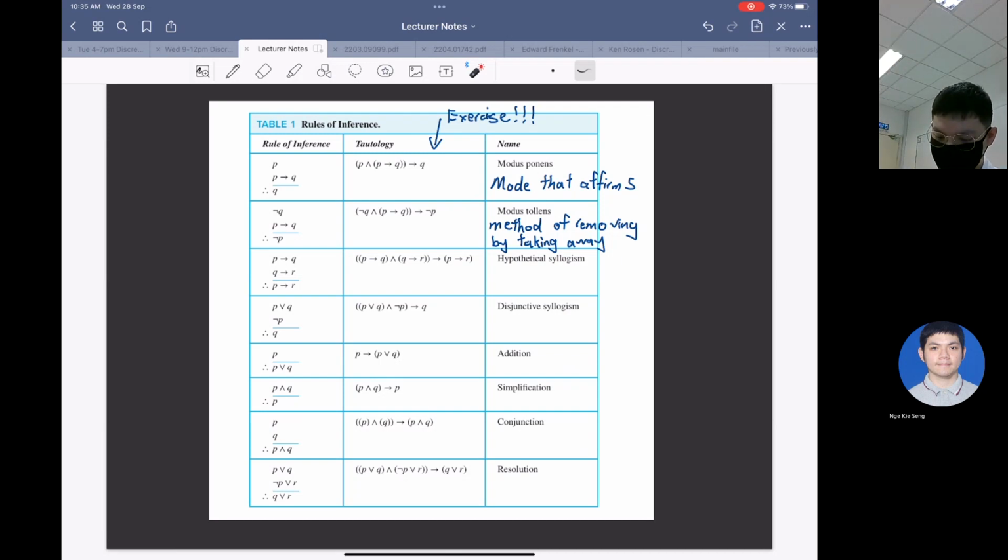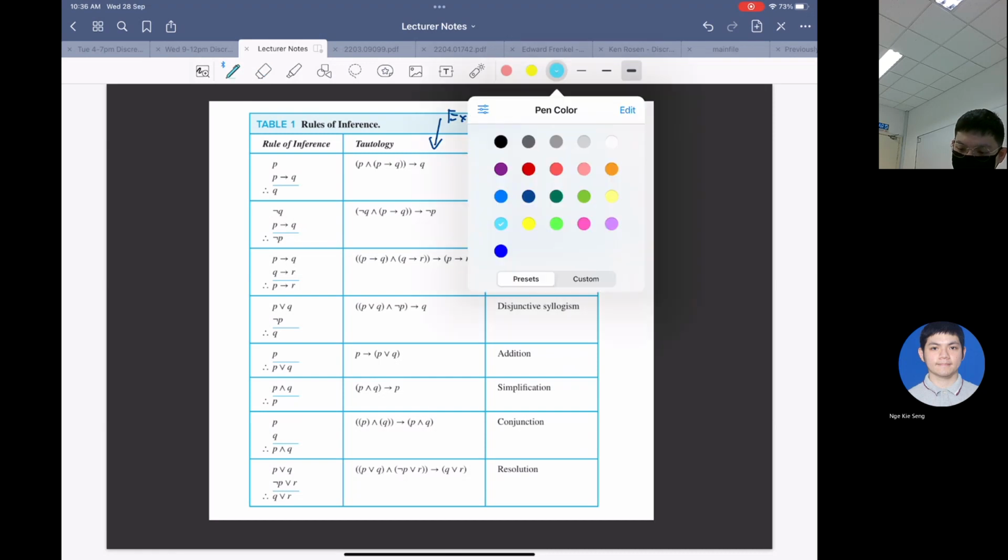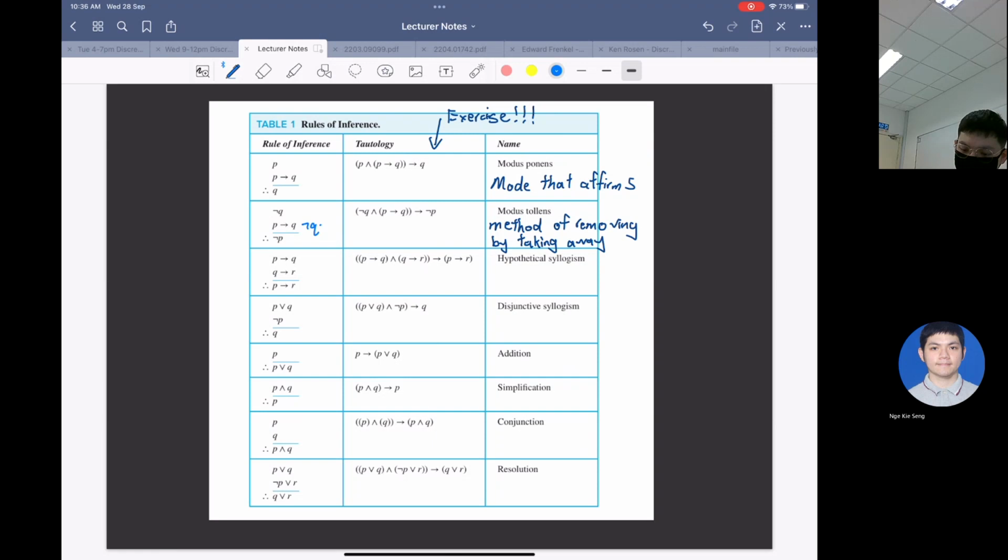Inference, not influence, inference. So you need to infer something. So let's say you have P, and you have P implies Q, then you will get Q. Okay, this is what we discussed last time. Also, if you have P implies Q, and you have not Q, you get not P. Why? This is the contrapositive, right? So not Q implies not P. Contrapositive.